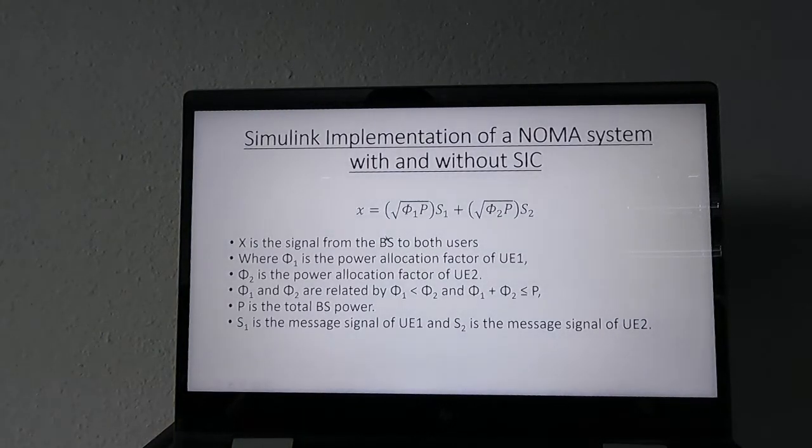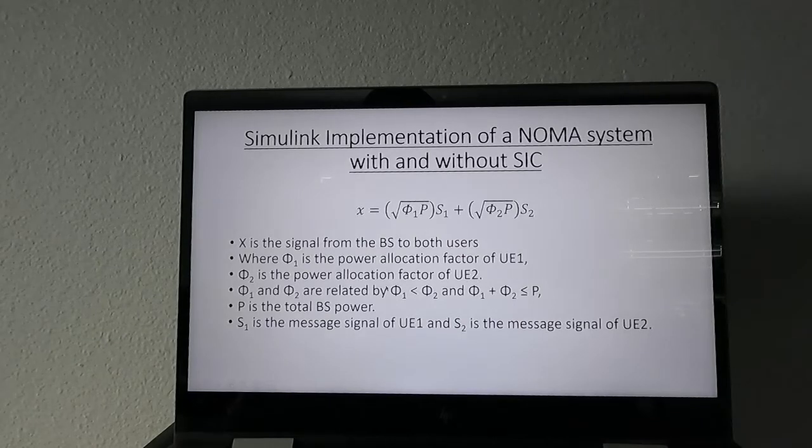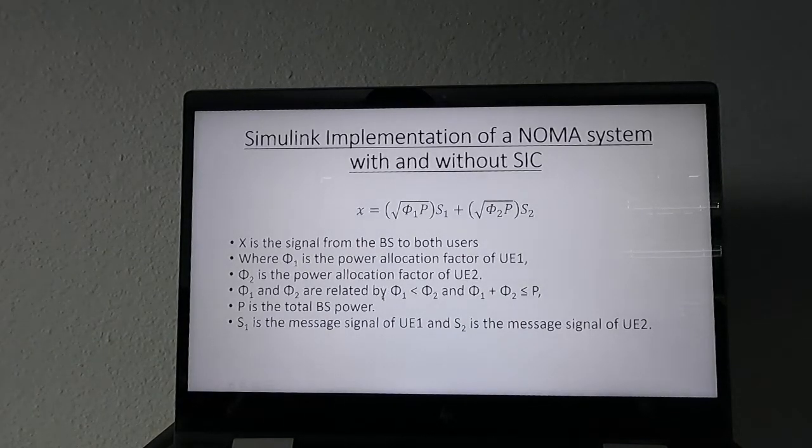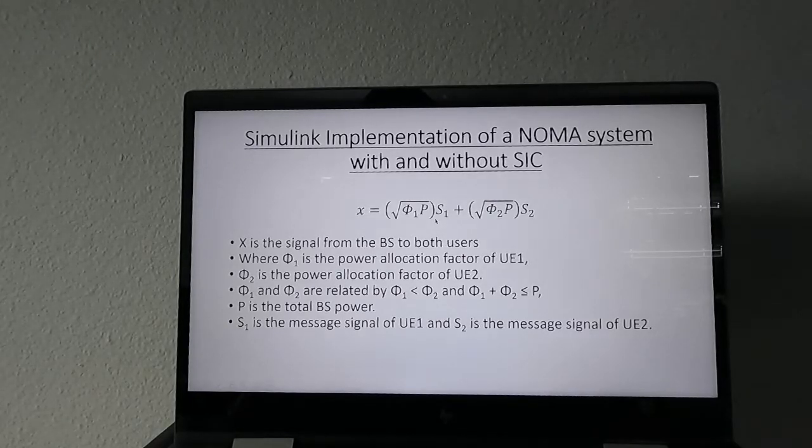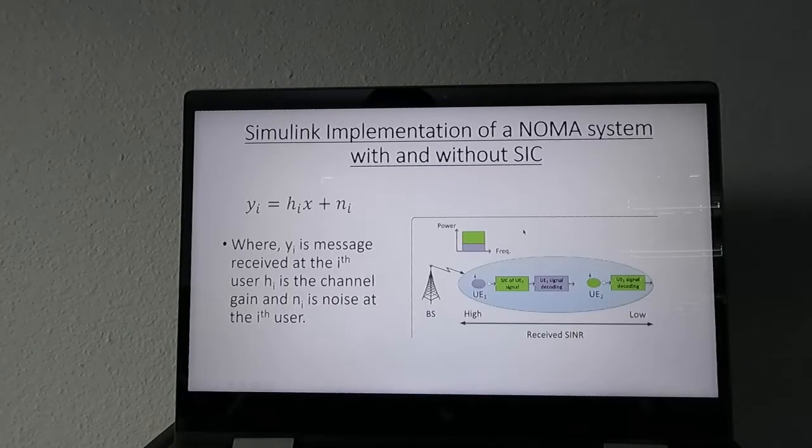Now X is a signal from the base station to both users. Phi1 is the power allocated to the near user UE1, and Phi2 is the power allocated to the far user UE2. And Phi1 and Phi2 are related by Phi1 less than Phi2. So the power allocated to the near user will be less than the power allocated to the far user. S1 is the message sent to UE1, S2 is the message sent to UE2.